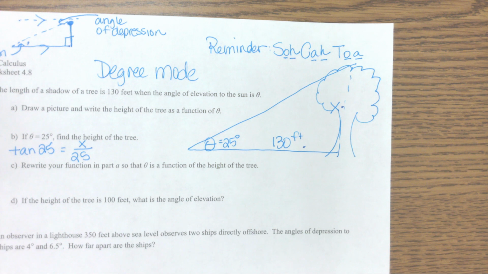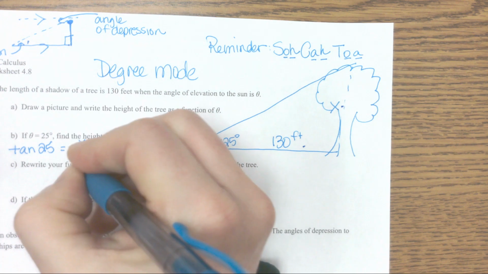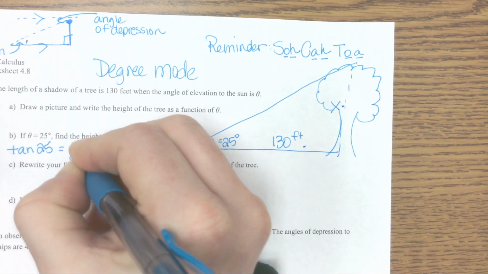This is why I had you put your calculator in degree mode, because we are going to use the tangent of 25 to solve for... oh sorry, Cole, you're Jolly Ranchering me?